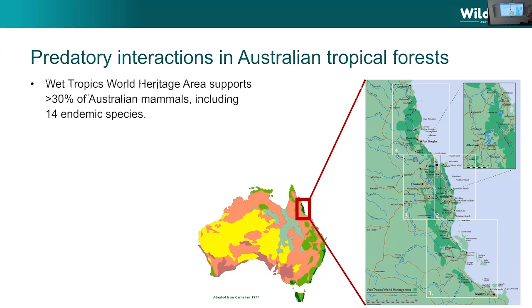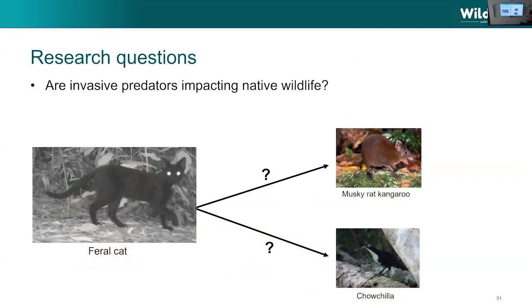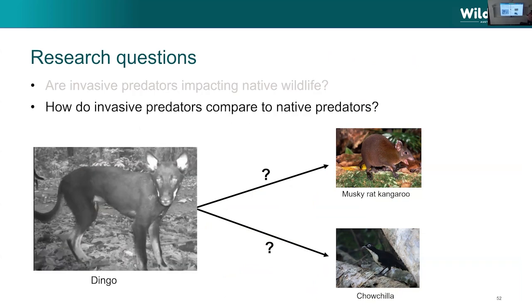tropical forest for Australia because it supports more than 30% of Australian mammals, including 14 endemic species. Now, we also know invasive predators have been implicated in the extinction of at least 30 Australian mammals, but as far as the Wet Tropics is concerned, red foxes haven't been detected there yet. So my key question is I want to know if invasive predators are even impacting these native wildlife populations. And then how do these invasive predators compare to native predators like dingoes?